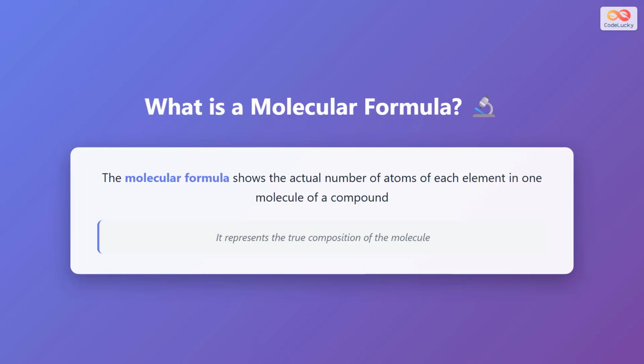Let's start by understanding what a molecular formula actually is. The molecular formula shows the actual number of atoms of each element present in one molecule of a compound. Unlike the empirical formula, which only gives us the simplest ratio, the molecular formula tells us the true composition of the molecule. For example, glucose has 6 carbon atoms, 12 hydrogen atoms, and 6 oxygen atoms in each molecule. This is the real, complete picture of the compound's structure.